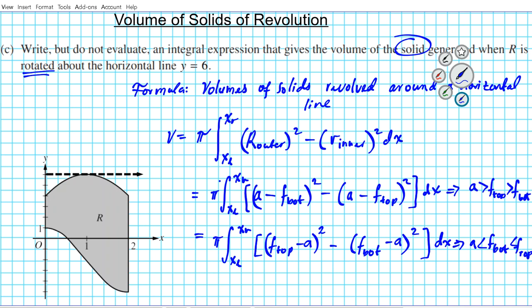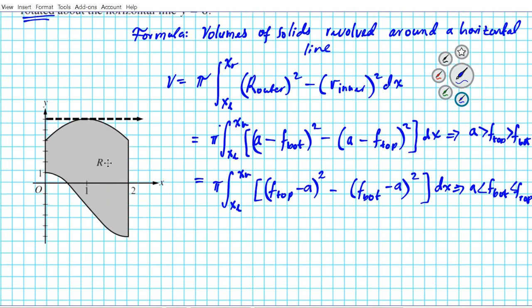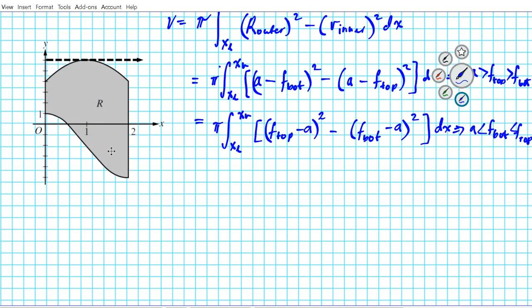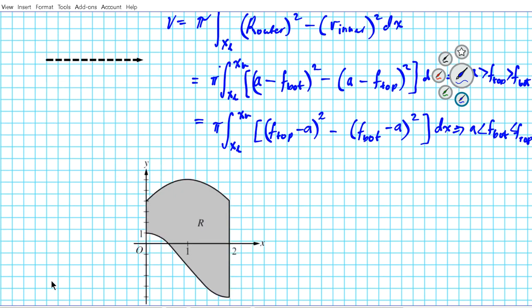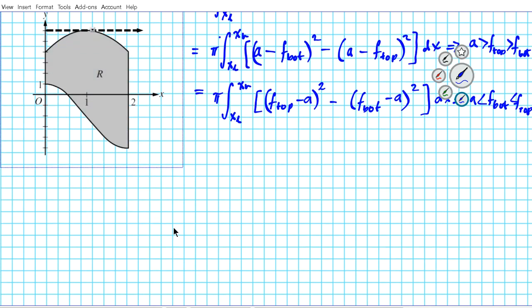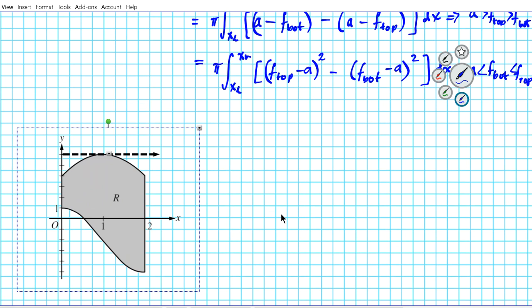Let me just show you what I'm talking about real quick. Let's use this graph to illustrate how we came up with these formulas, and then we're going to go ahead and set up the integral. Remember, for this particular problem, we're not evaluating. We just want to set up the expression for the volume. So in this example, our axis of rotation a is 6.